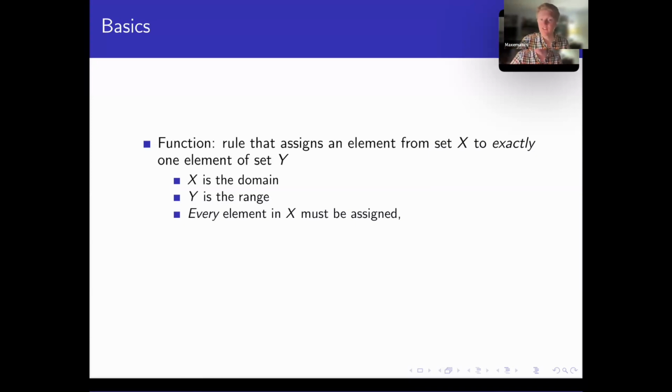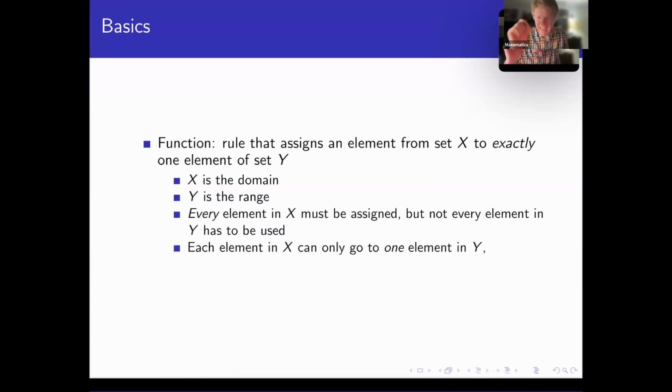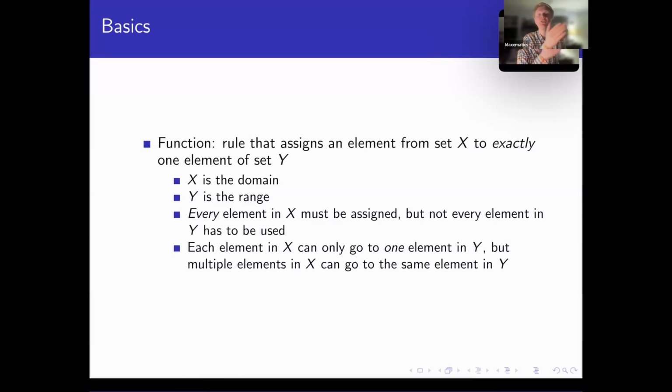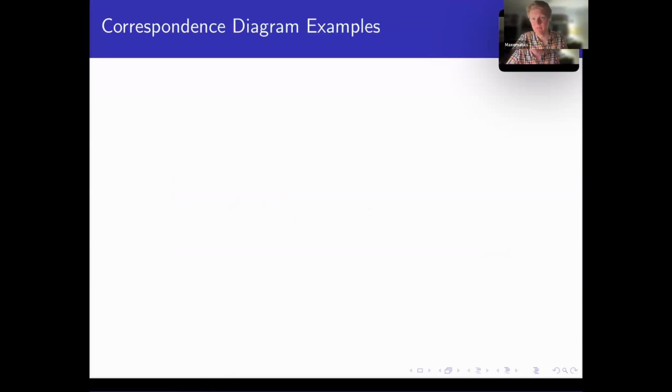So the rules for functions, again, are that every element in the beginning set x has to be assigned to something in y. However, not everything in y has to be used. Everything in x has to be used, not everything in y. Likewise, every element in x can only go to one element in y. However, multiple x's can go to one y. It's just that an x can only be used once. y's can be used more than once, but x's may only be used once.